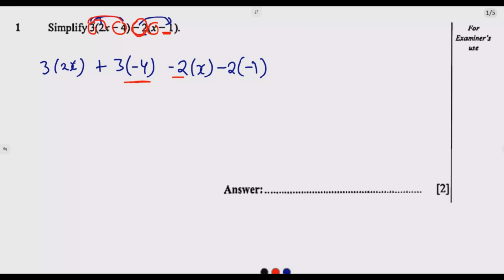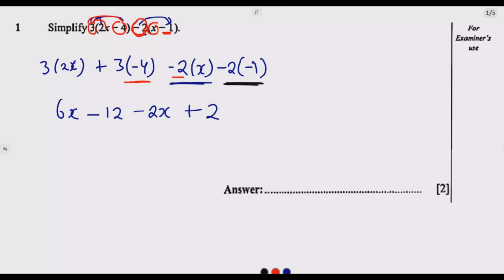Then 3 times 2x will be 6x. Then 3 multiplied by negative 4 is negative 12. Then we move to negative 2 times x, which is negative 2x. Then negative 2 times negative 1. Negative times negative is a positive, so we are going to have positive 2. Remember the principle: when you multiply two numbers with different signs, you get a negative. When you multiply two numbers with the same sign, you get a positive.